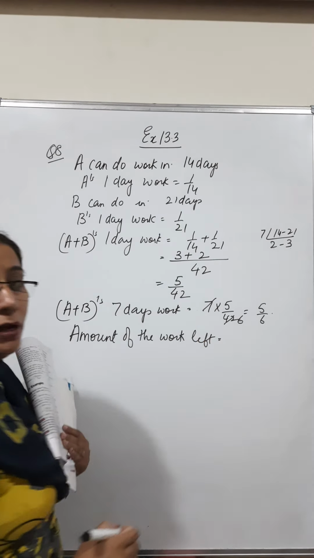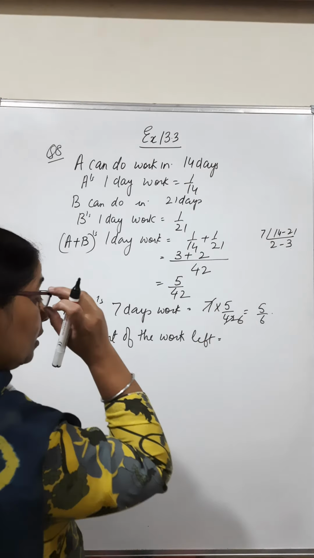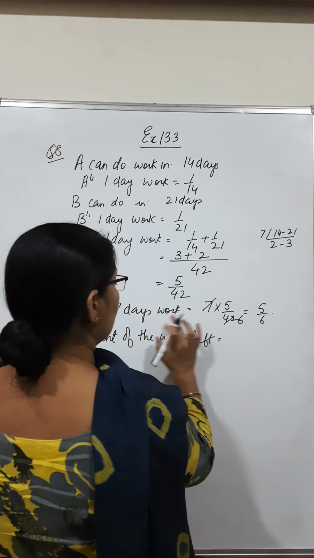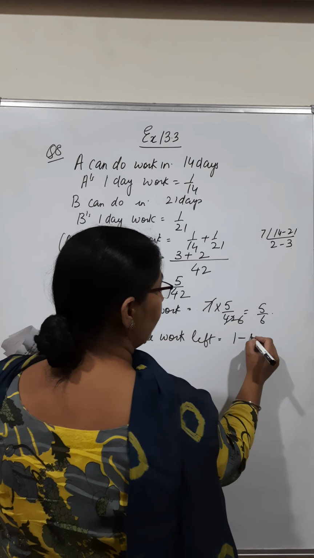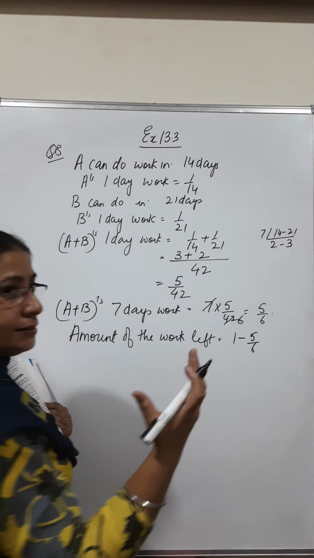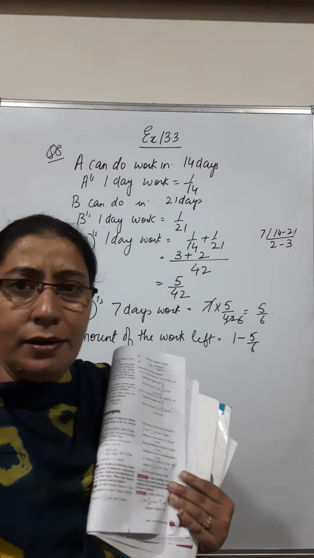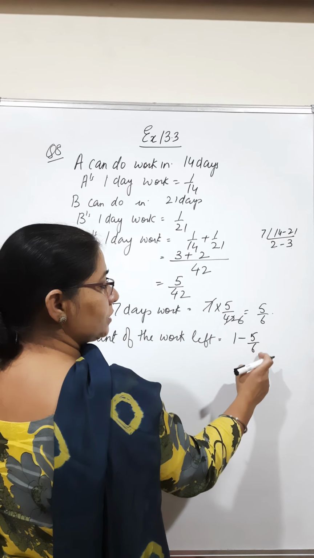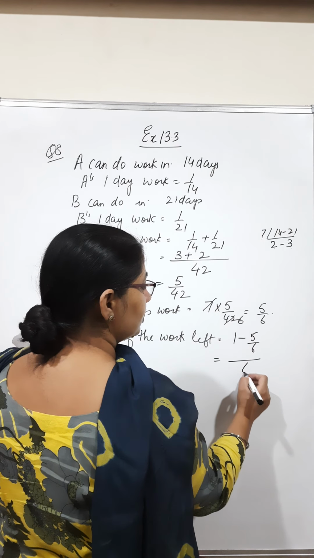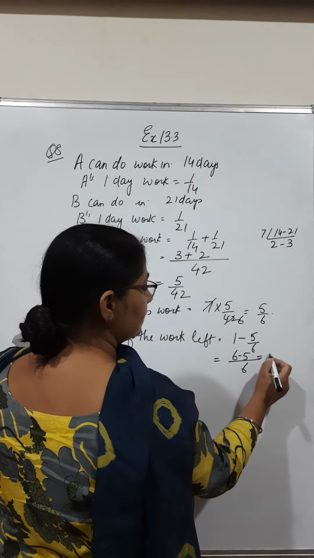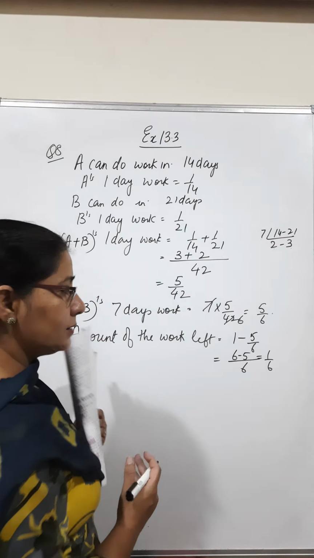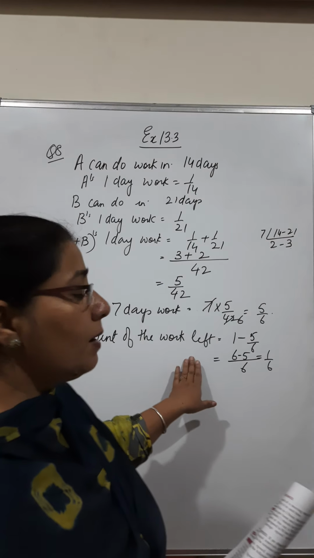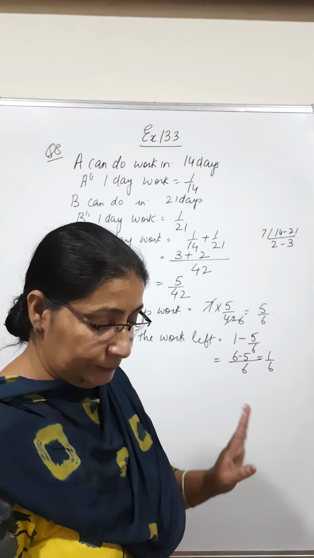Whenever you have to find the amount of the work left, you will subtract the work done from 1. Because we consider the work to be 1 unit, and out of that 1, we subtract the finished work, which is 5 by 6. So LCM 6. 6 minus 5 is equal to 1 by 6. Now this much of the work is left, beta.